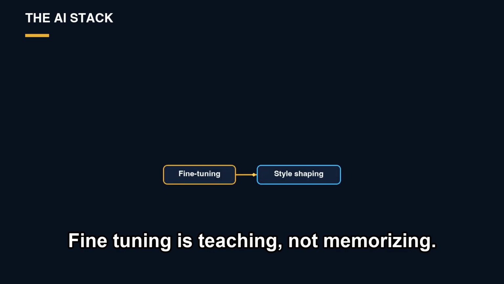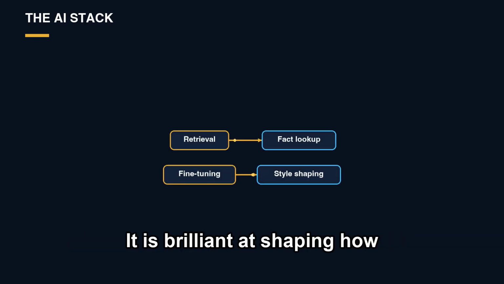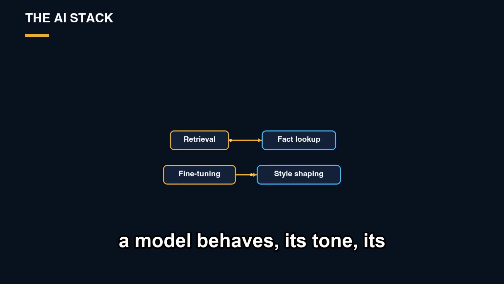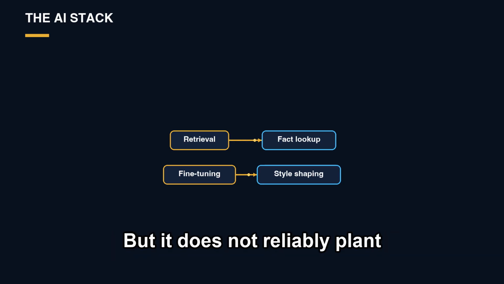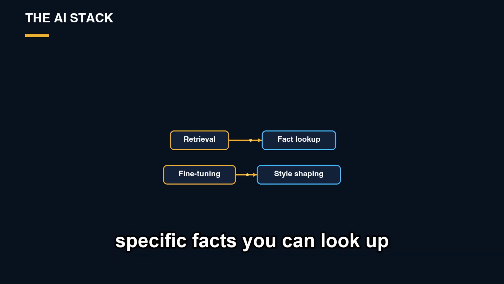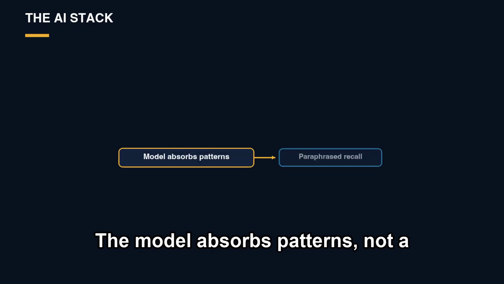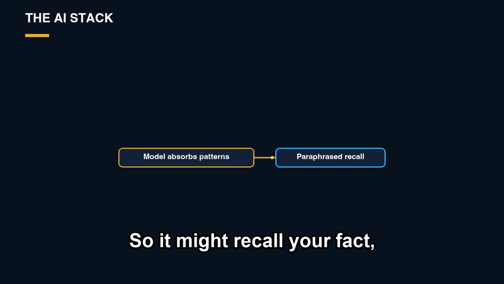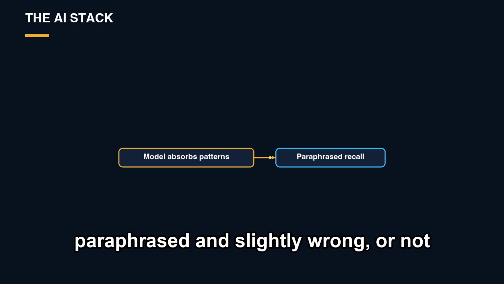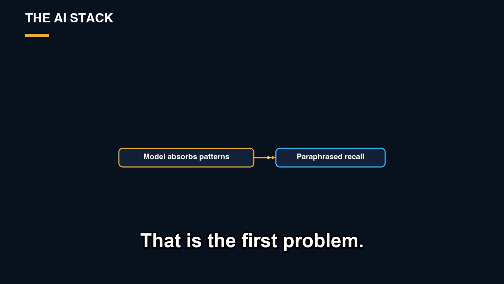Fine-tuning is teaching, not memorizing. It is brilliant at shaping how a model behaves, its tone, its style, its format, a particular skill. But it does not reliably plant specific facts you can look up later. The model absorbs patterns, not a clean, queryable record. So it might recall your fact, paraphrased and slightly wrong, or not at all. That is the first problem.